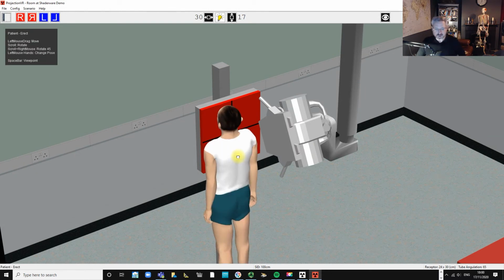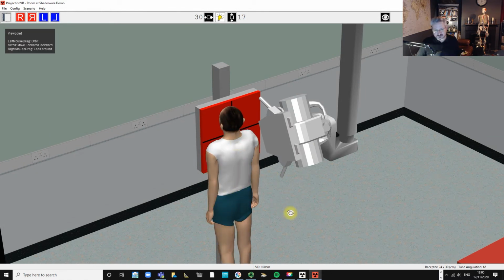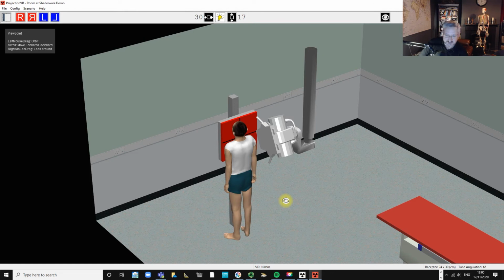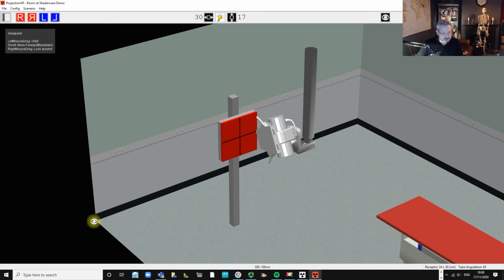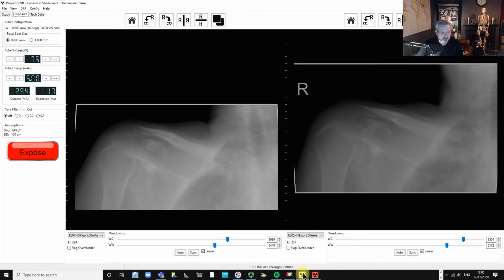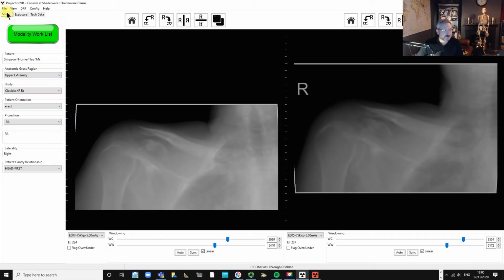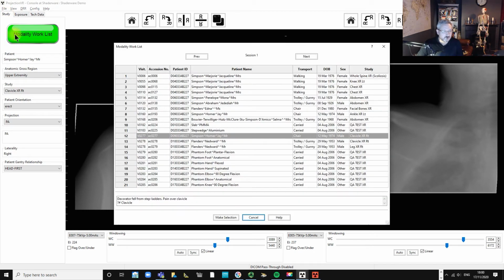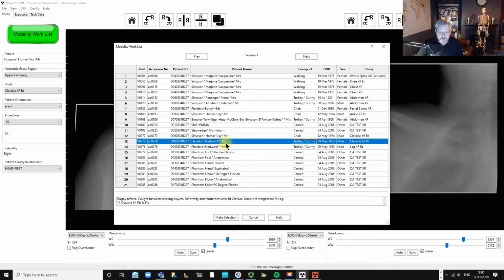Okay, what about the patient who has fallen like our decorator friend here, but is actually too ill to stand? Let's see what the options are there. So we'll get our patient in and pick a patient who might be too ill to stand. Let's try and find a female patient. Well, actually, we'll X-ray Ned on a trolley for a clavicle.